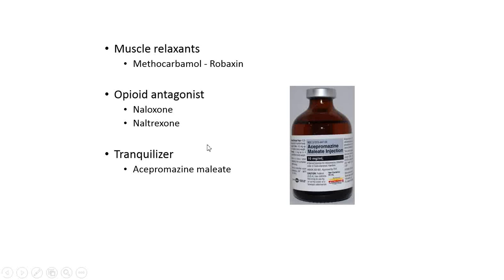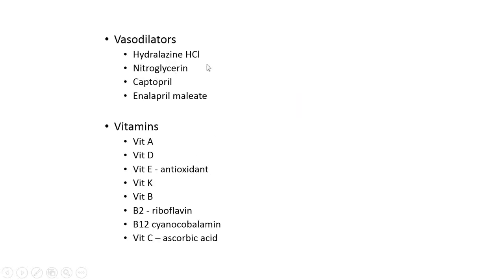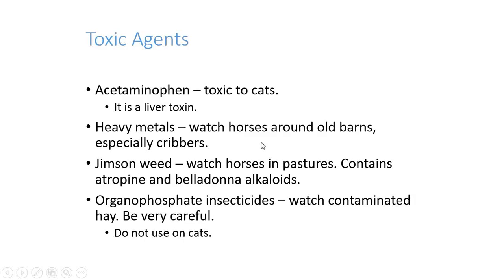Opioid antagonists, tranquilizers, acetylpromazine, vasodilators, vitamins. Again, I'm not going to go through all these. You can read them on your own. Toxic agents: acetaminophen is very toxic, it's a liver toxin. Heavy metals: watch for horses in old barns possibly painted with lead-based paints. Gypsum weed. Organophosphate insecticides: don't use on cats, they can cause severe problems with cats.